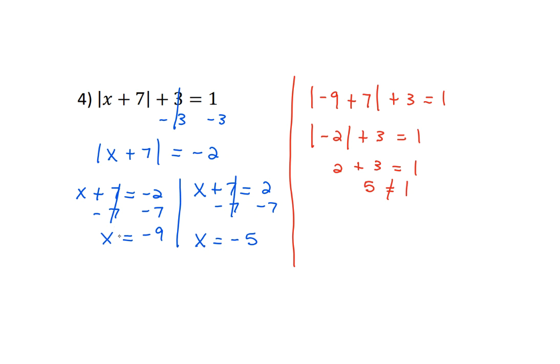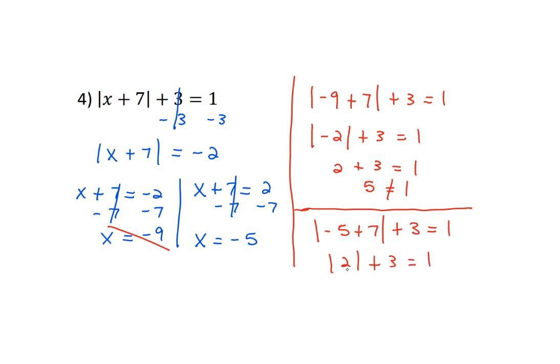Okay, so that's what I got when I plugged in -9. So -9 did not work. Let's try -5. Okay, so we have the absolute value of -5 plus 7, plus 3 equals 1. So -5 plus 7 would be a +2. And the absolute value of 2 is 2. And 2 plus 3 is 5. And again, 5 does not equal 1.